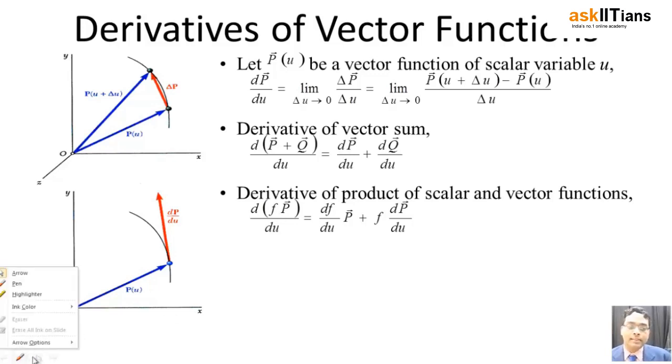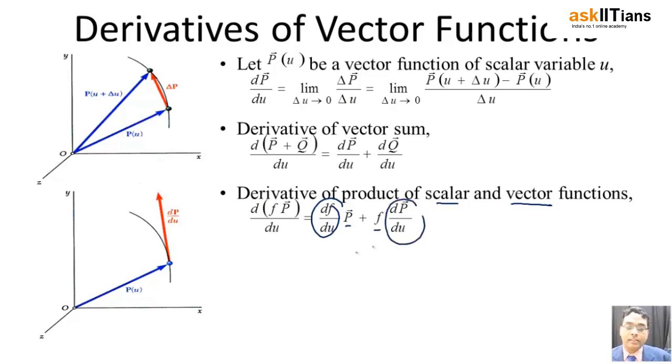The product, in this case, is the product of a scalar and a vector function, mind you. So one is going to be a scalar, f, small f is a scalar. So when you are differentiating, you have to differentiate both. You differentiate first the scalar, keep the vector constant, then you differentiate the vector, keep the scalar constant.